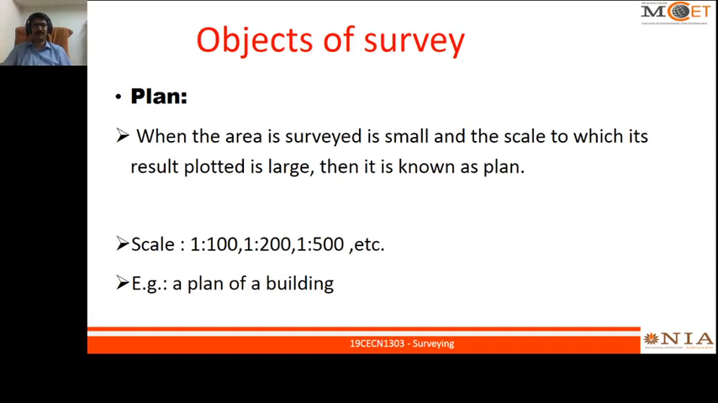When the area surveyed is small and the scale to which the result is plotted is large, then it is known as a plan. For example, 1:100 or 1:200 or 1:500. Generally our house plan is a large scale map, that is called the plan. If the scale is large and the area is small, it is called a plan.